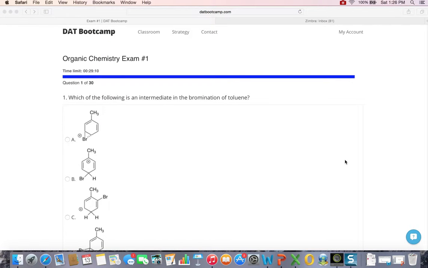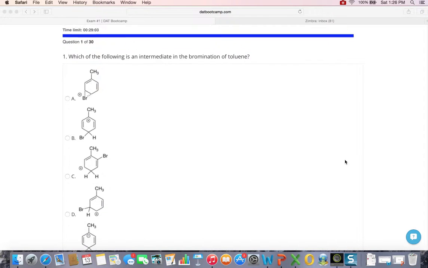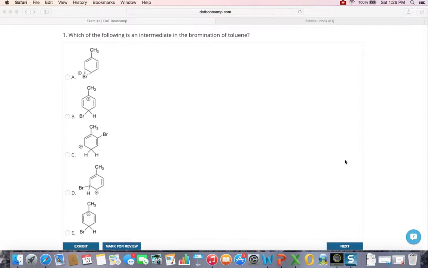So we're going to look at an organic chemistry test in the subject of organic chemistry, and this comes from DAT Bootcamp. So let's get right to it with question number 1. We're looking for an intermediate in the bromination of toluene.